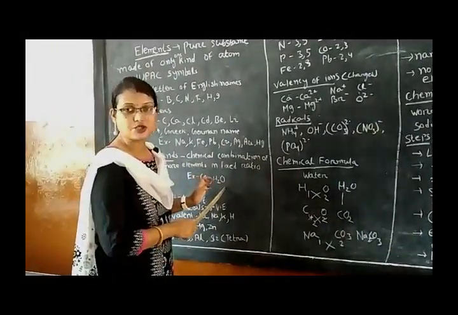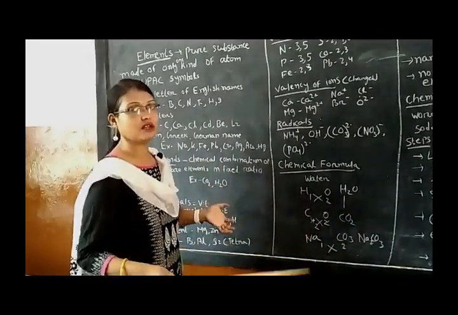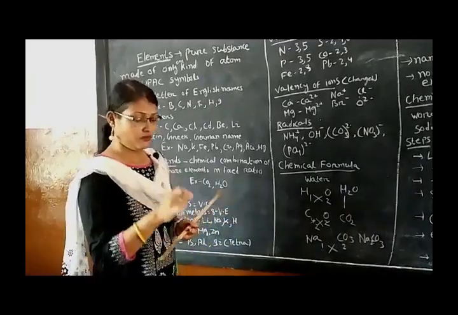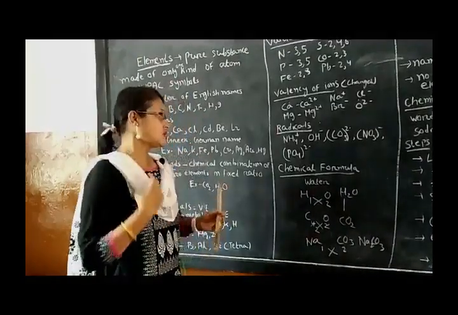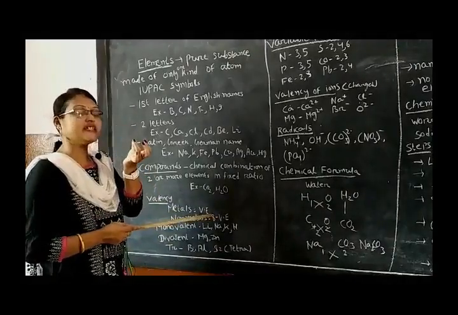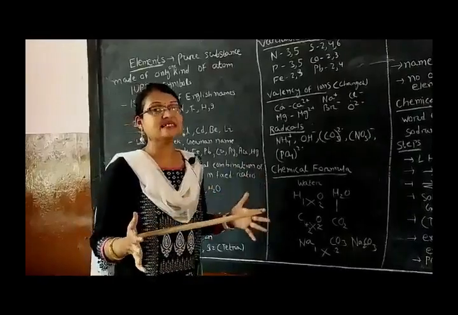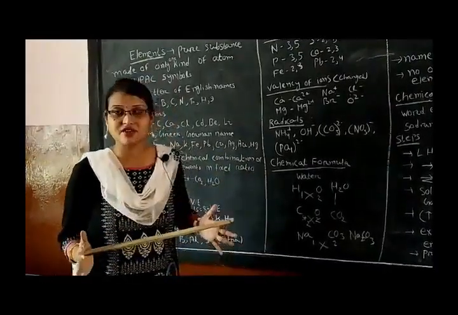Water, that is H2O. Here two hydrogen and one oxygen, in the ratio 2:1, combine to form a water molecule. So this is your what? Compound. Now comes your valency. What is valency? We have discussed this one also. Valency is the combining capacity of an element.